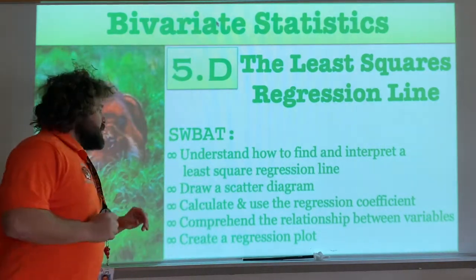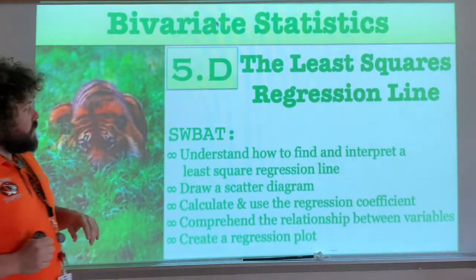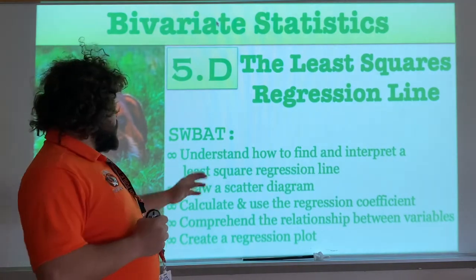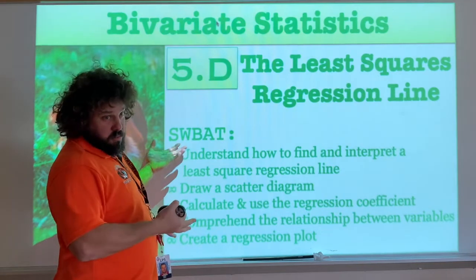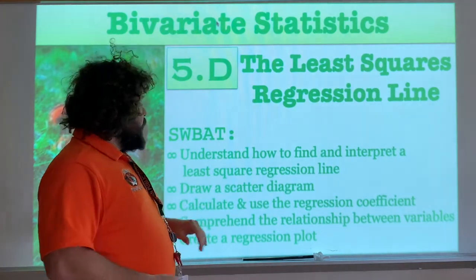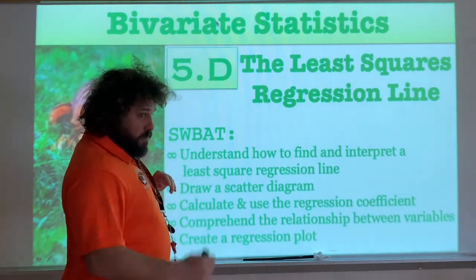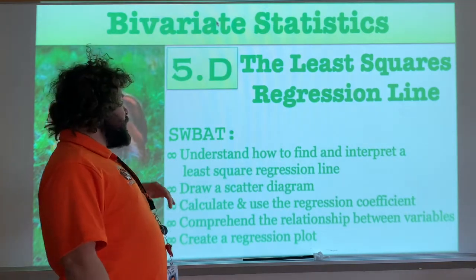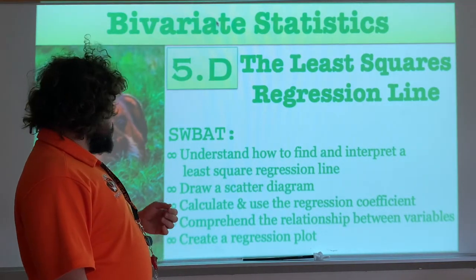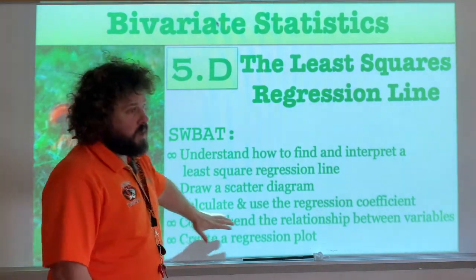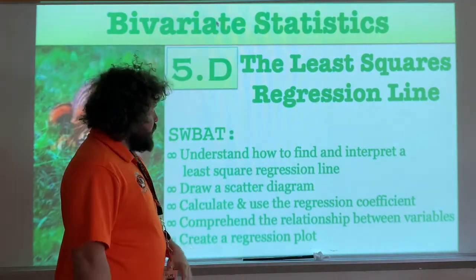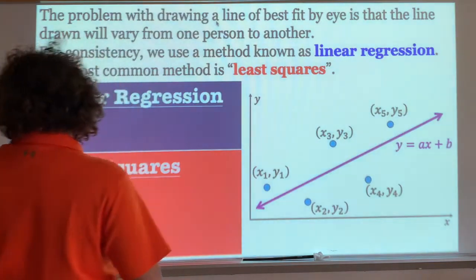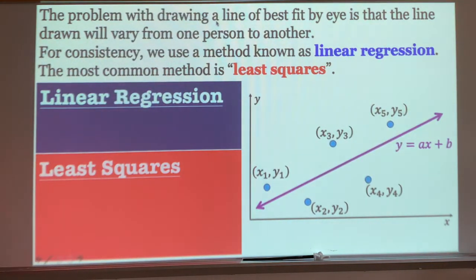So after today's lesson, or this week's lesson, you're going to be able to understand how to find and interpret a least square regression line, draw a scatter diagram, which we learned before but will keep on doing, calculate and use the regression coefficient, R, comprehend the relationship between the variables, okay, we're going to have two variables, one on the dependent and independent axes, and then create a regression plot, right? So let us get started again.